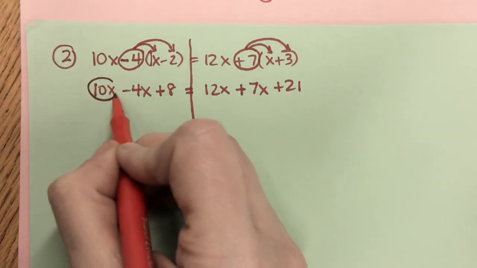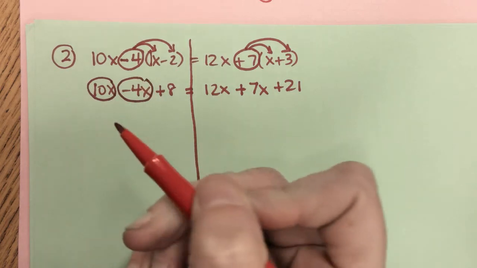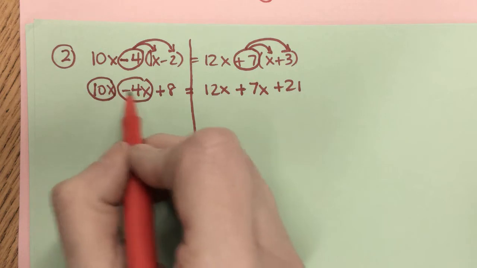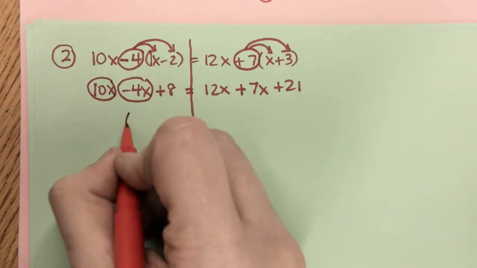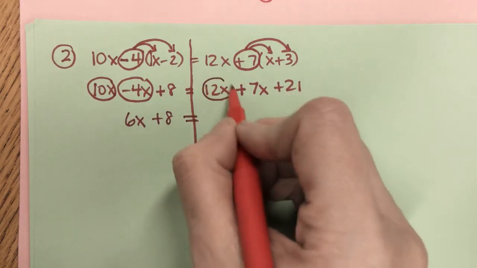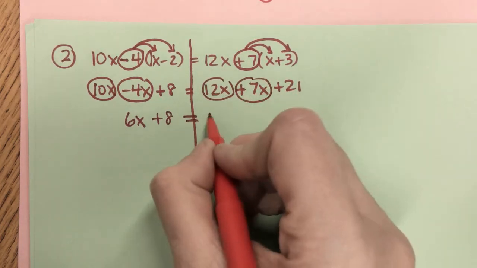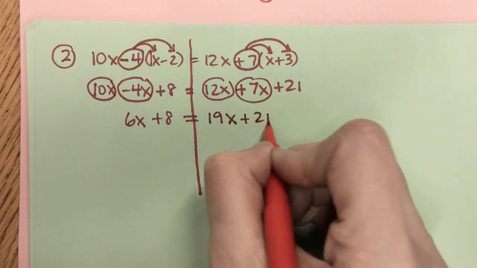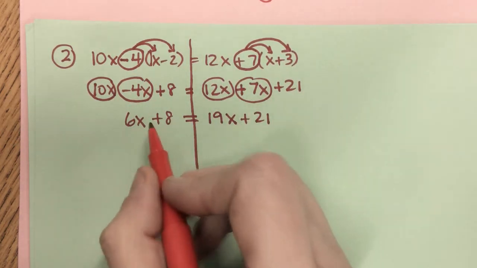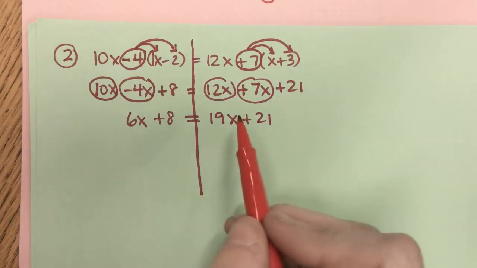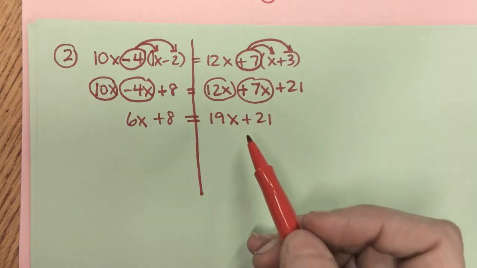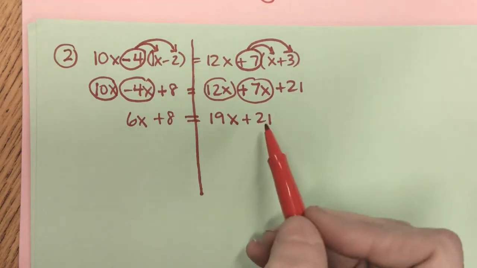So I have 10x minus 4x. When I combine those terms, I do the math on the coefficient. So 10 minus 4 is 6x. I didn't do anything to the plus 8, so it comes straight down. 12x plus 7x would be 12 plus 7, which is 19x plus 21. Now the reason I'm done combining is because I have an x and a number over here and an x and a number over here. I don't have more than one of any type of thing. I've combined all my like terms. Now I'm ready to get my x's on one side and my numbers on the other.